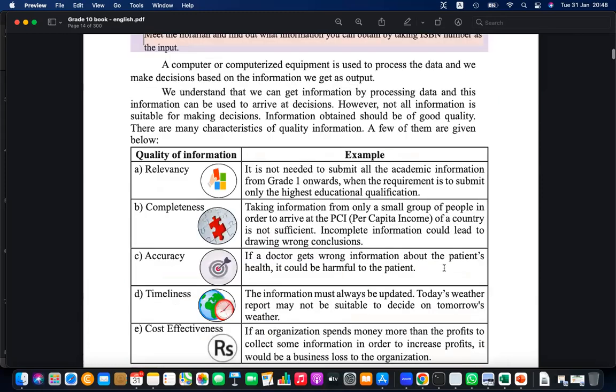Okay, the information, we have learned certain properties of information. What are these properties? Information needs to be relevant. Right? Information need to be relevance.